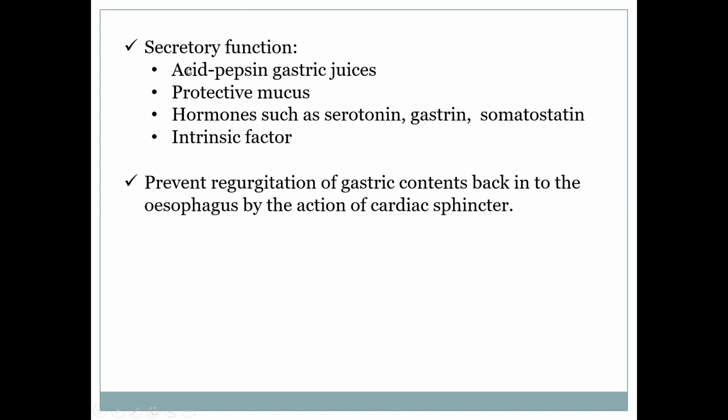Then it has this specific secretory function. It secretes acid pepsin gastric juices, protective mucus, hormones such as serotonin, gastrin, and somatostatin, and intrinsic factor. So what is intrinsic factor? It is the factor which we need to absorb vitamin B12. And it prevents regurgitation of gastric contents back into the esophagus by the action of the cardiac sphincter.